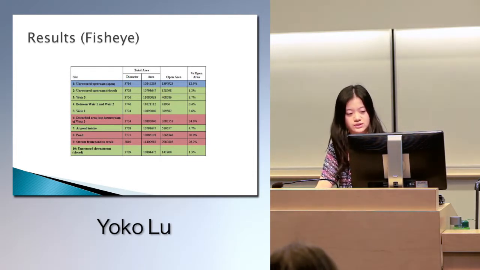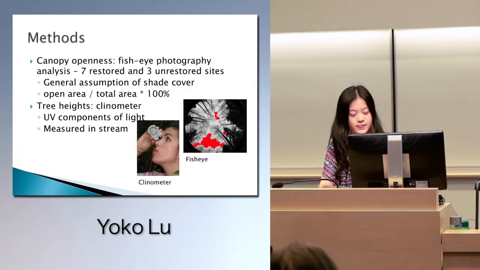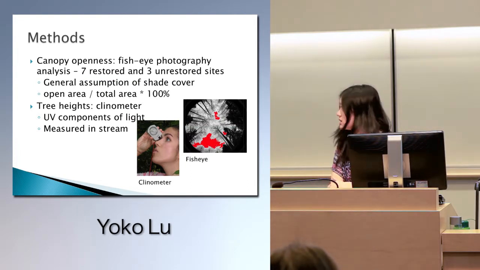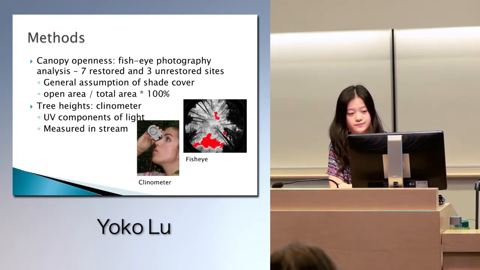So compared to that, the restored area has a really low percentage of open area, so it means that they're really successful in protecting the salmonids. So the second method we used was the chronometer, which was the left picture. So that is the UV component of light. We want to see how harmful the UV light is in the stream, and we measured the angle of the tree in the stream.